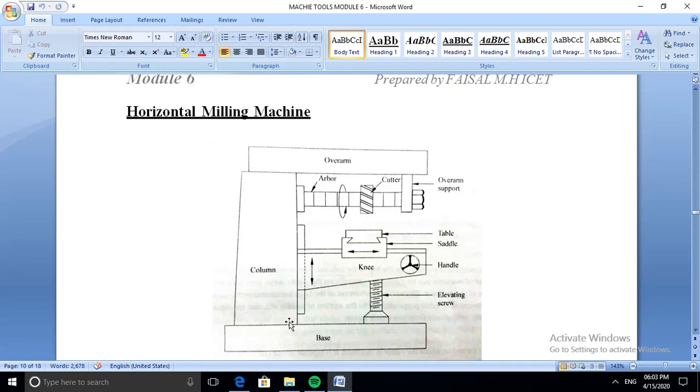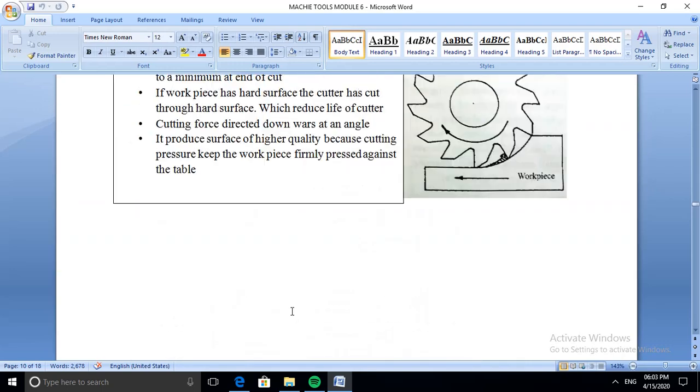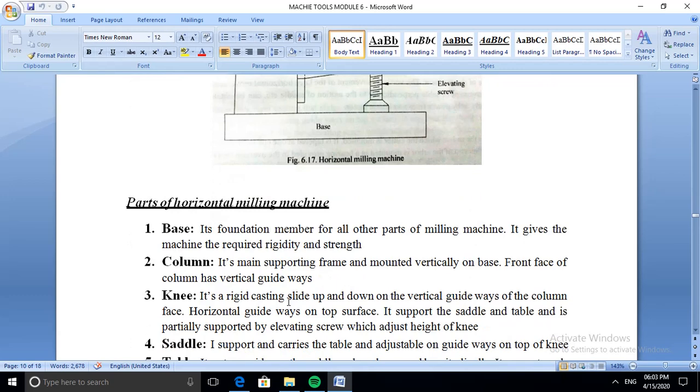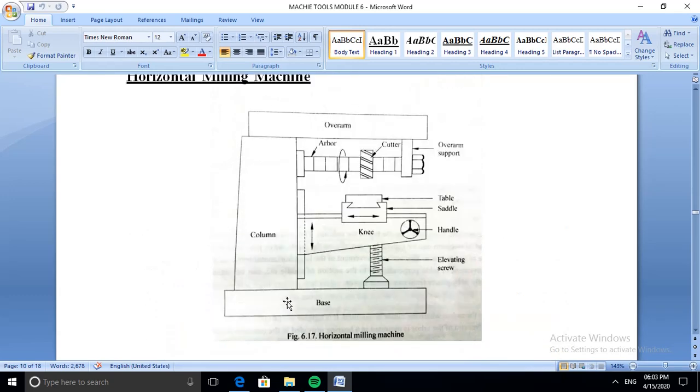Consider the horizontal milling machine. The main components: the first one is the base. It is a rectangular shape. It gives the structure of the machine, and it also gives the strength and rigidity of the machine. The column and knee are mounted over this base.